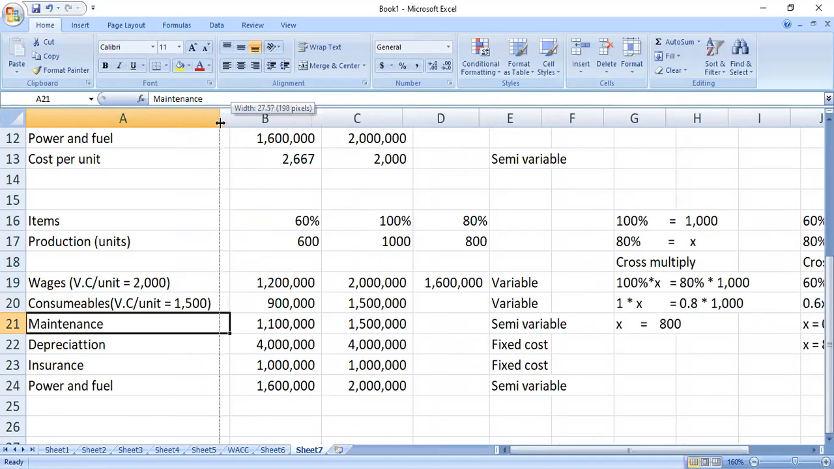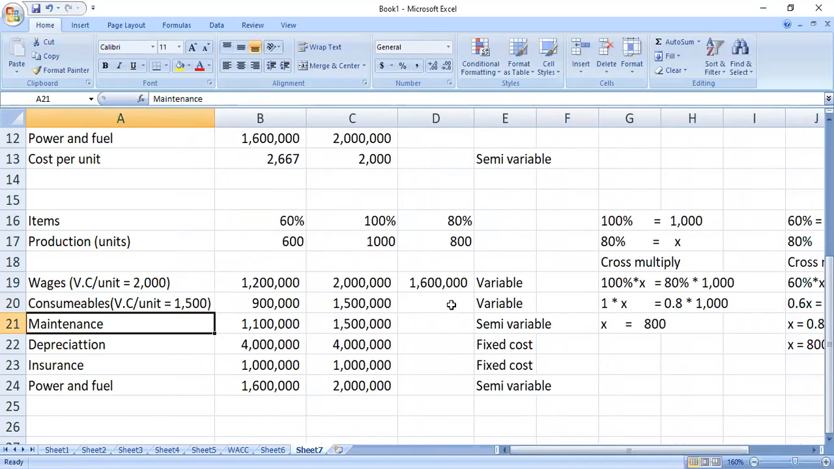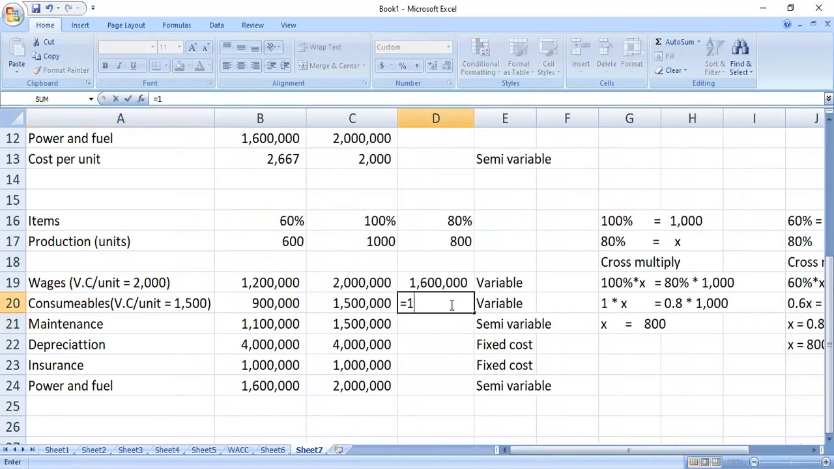Okay, this is the cost per unit. So as usual, like I already told you, get the cost per unit, which is 1,500, times the number of units produced, which is 800. Okay, now this is for variables. So let's go now to the semi-variable. For semi-variable, we say semi-variable because it has a component of fixed cost and a component of variable cost.